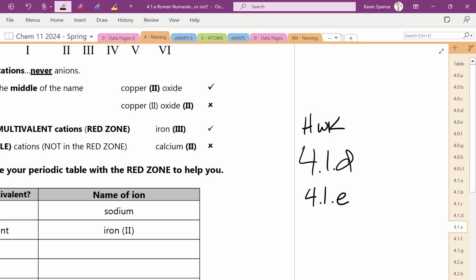Oh. So when they're ionic, no prefixes. Okay, because you identified them correctly, but then you wrote the prefixes. But you're halfway there, so yeah.